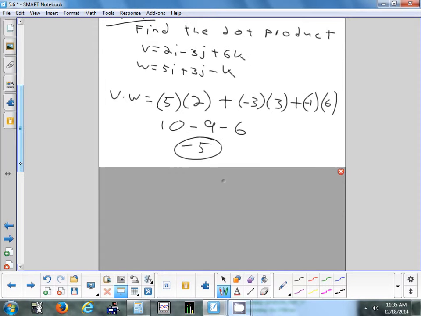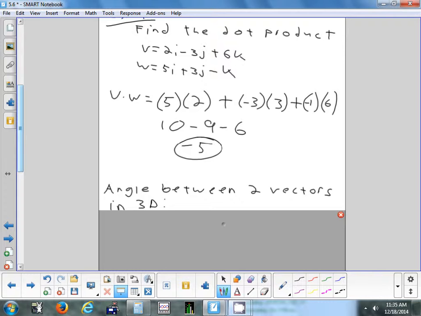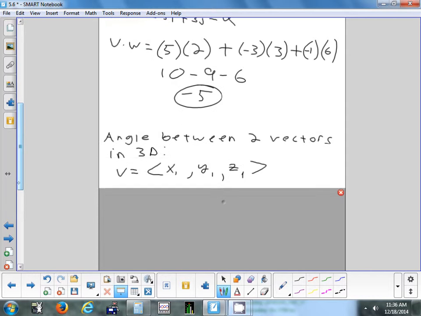So without even getting into the angle yet, if I asked you, are these two vectors perpendicular? Based on what you learned in 2D, what do you think? Would they be perpendicular? No. If they came out to a dot product of 0, then they would be. Same rule. Still works in 3D.